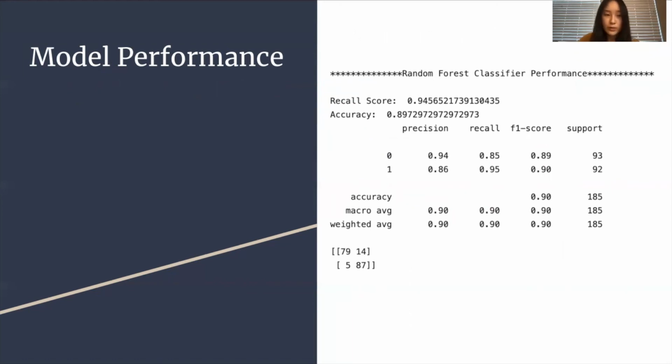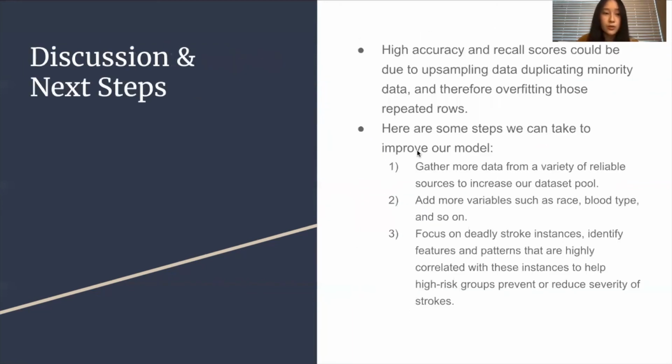So what can we do to further improve our models? As I mentioned, higher accuracy and recall can be attributed to the fact that upsampling such imbalanced data duplicates the minority rows, which would lead to overfitting those rows. And here are some steps we can take to improve our model.